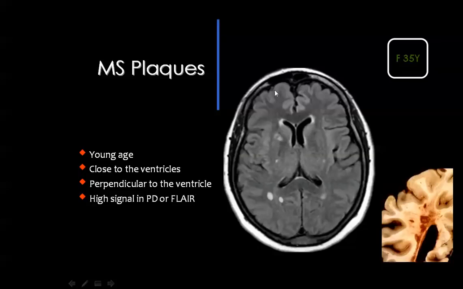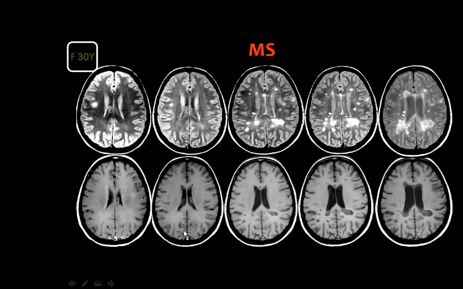You know that MS occurs in young patients, usually around the age of 30 years old, and the MS plaques are very close to the ventricles, especially near the corpus callosum, and they usually are perpendicular to the ventricular wall, and they show high signal in the FLAIR images and in the T2 weighted images. And after contrast, the plaques may enhance if they represent an active disease. But as I have said, I will discuss MS in full detail in another part of these presentations. And I'll just show you some examples in order to appreciate the difference.